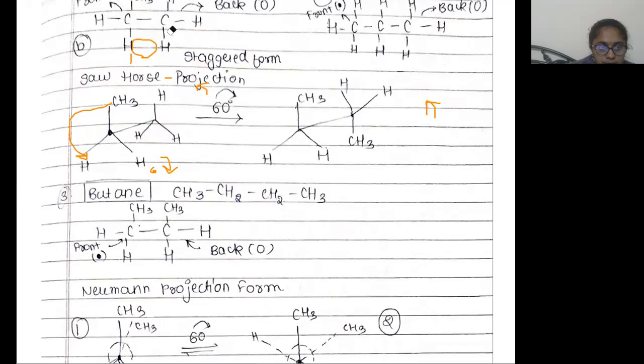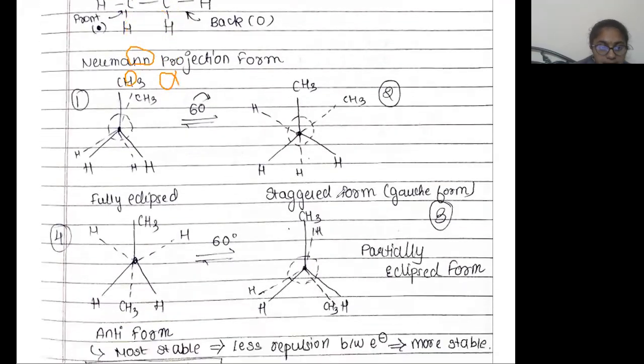Now coming to butane. In butane, we have this structure. We are considering butane like this: C having CH3, H and H on both the sides, symmetrical, right? This is the back carbon atom and this is the front carbon atom. In the Newman projection again, the circle with dotted lines is the back carbon atom and the complete dot is the front carbon atom, right?